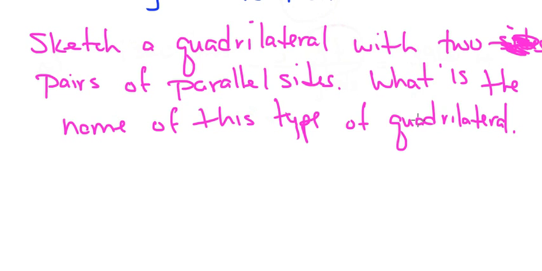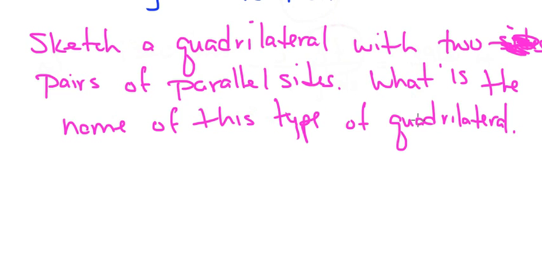Liz. So Liz, what do we call a quadrilateral with two pairs of parallel sides? Okay, it could be a rectangle. What else could it be? Parallelogram, right? And that's what it really is. A rectangle is a type of parallelogram. A parallelogram could be a rectangle, could be a square. It's got two pairs of parallel sides.